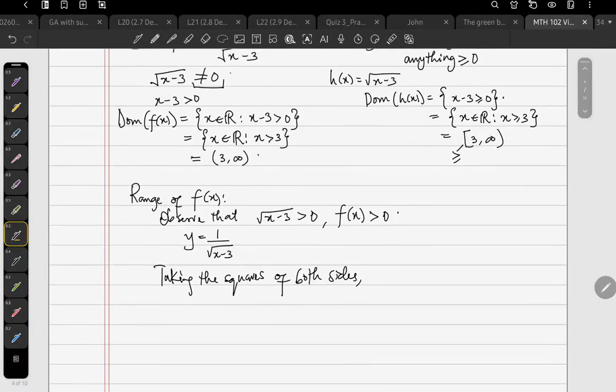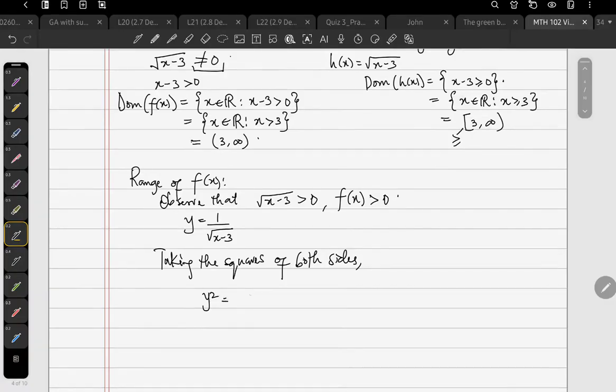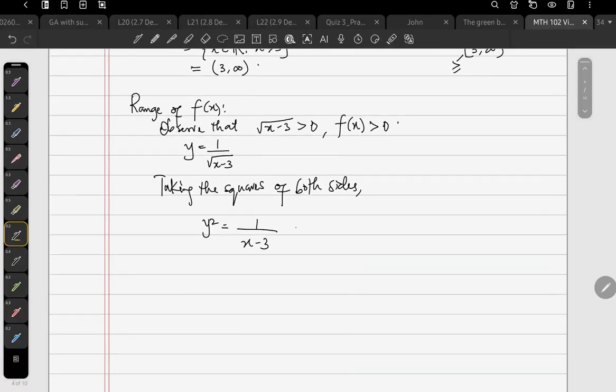we get y squared equals 1 over x minus 3. And if x minus 3 and y squared swap places, we have x minus 3 equals 1 over y squared. That implies that x equals 1 over y squared plus 3, which is nothing but (3y squared plus 1) over y squared.